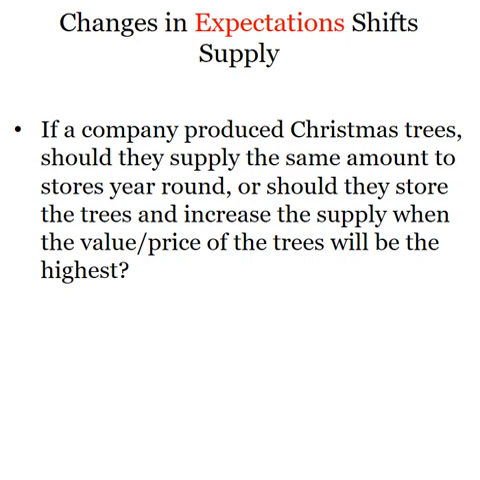So if a company is producing Christmas trees, we're talking artificial, maybe pre-lit Christmas trees that can be stored. So should this company supply the same amount to stores year-round, one of those Christmas stores that's always open, or should they store the trees and increase the supply when the value and price of the trees will be the highest? The answer is they should reduce the supply when they expect the prices to be lower. People aren't going to spend a huge amount of money on a Christmas tree in May. And they're going to increase the supply when they expect the price to be going up. So right around Thanksgiving time, they're going to probably increase the supply in the stores, expecting the price to increase.